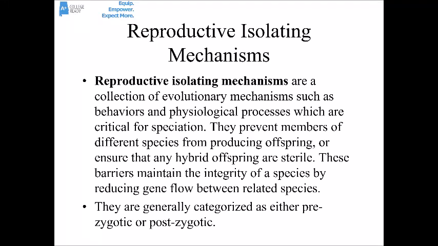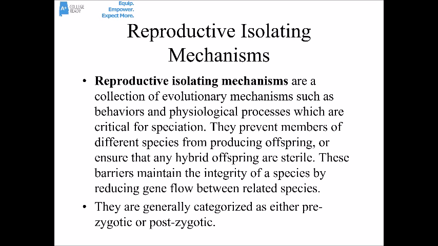We'll also talk very briefly about what are called reproductive isolating mechanisms. These are a collection of evolutionary mechanisms, like behaviors or physiological processes, which are critical for speciation. They prevent members of different species from producing offspring, or they ensure that any hybrids that are formed are sterile.